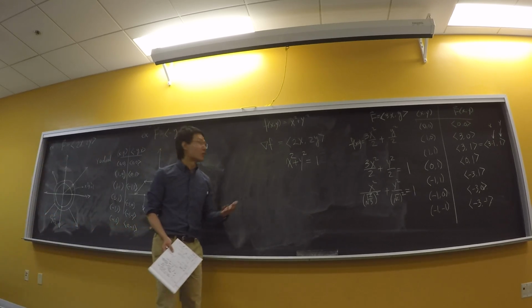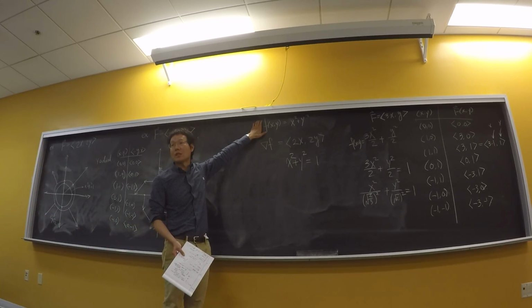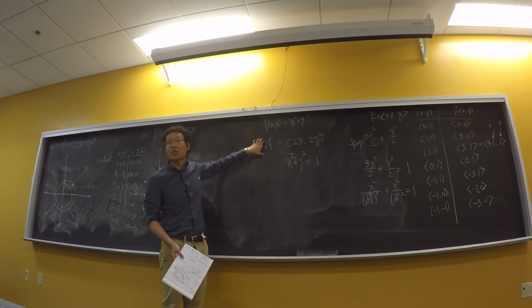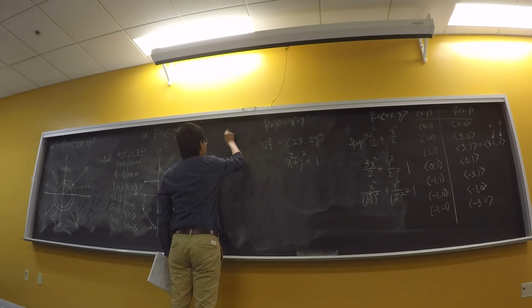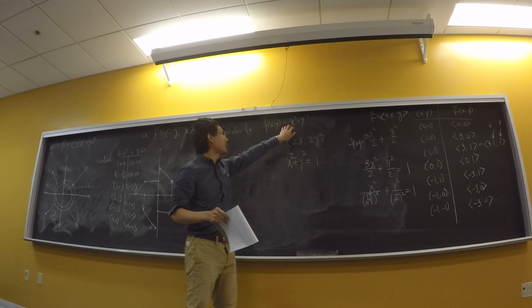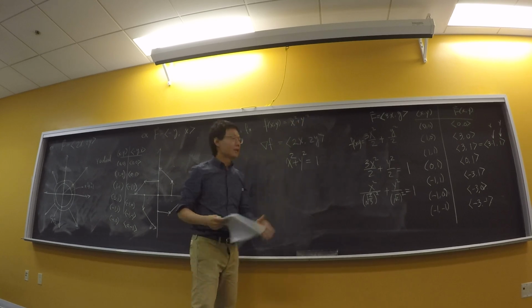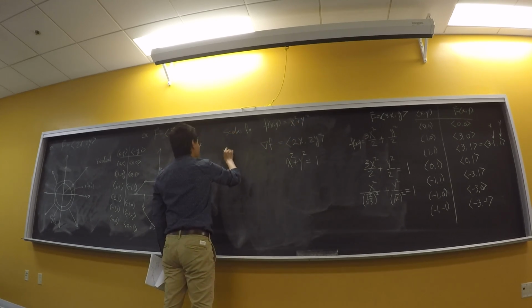I have one big remark to make. The parent function has to be a scalar function, whereas the gradient vector is a vector field. Are you with me? So this is a scalar function. A scalar function, if I put in a pair of numbers, I'm getting a number, whereas its gradient is a vector field.